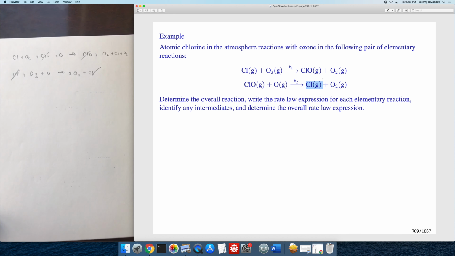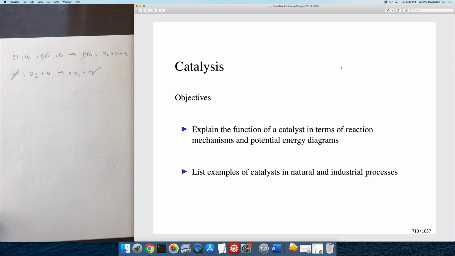Now, I don't have the relative speed of the two reactions, and so I can't really comment on which one is fast or slow. I'm guessing that the slow step is probably the first step, but since I don't know that for sure, I'm going to stop right here, and we'll pick up with the catalysis in the next video.